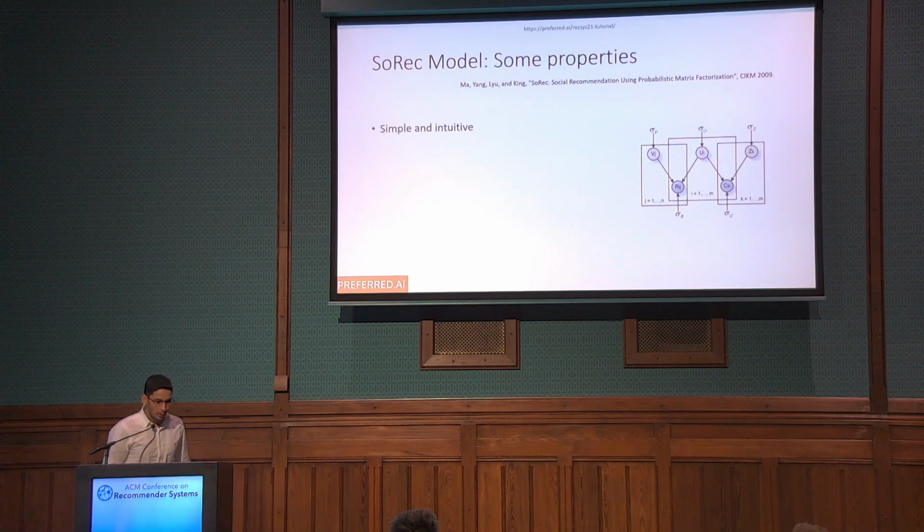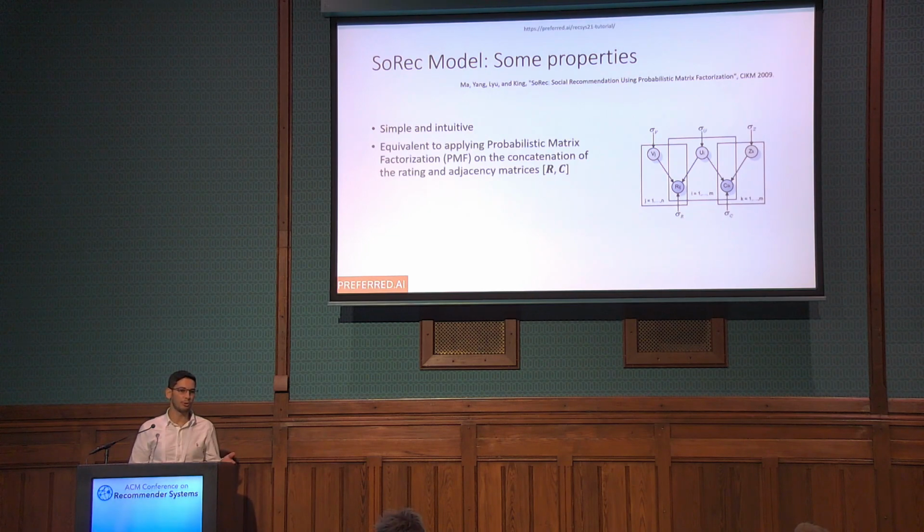Okay, now, why should you consider this model? It is simple and intuitive, and it turns out that it's very easy to implement. If you just concatenate the rating matrix with the social network or the adjacency matrix, and you apply the PMF or the matrix factorization model on this concatenated matrix, you obtain something that is equivalent to the model we just showed. So you don't even need to develop a new model. If you have a PMF implementation, just concatenate your data and run PMF on it.